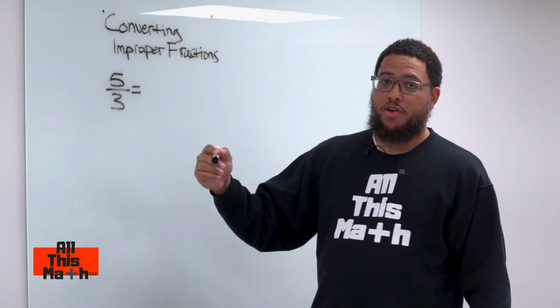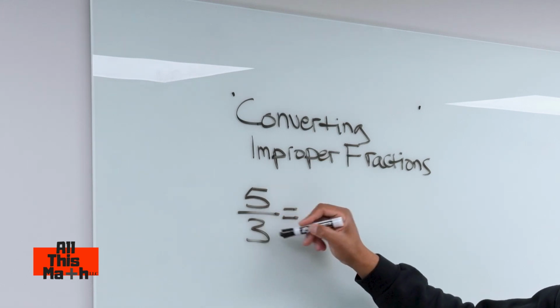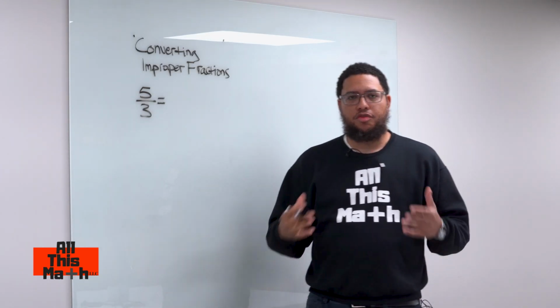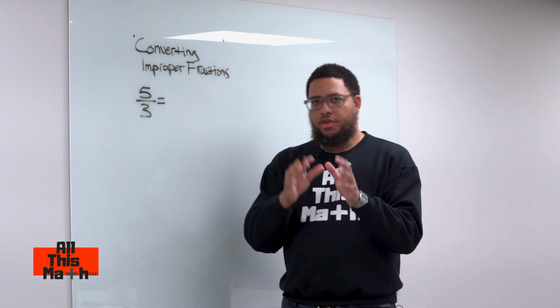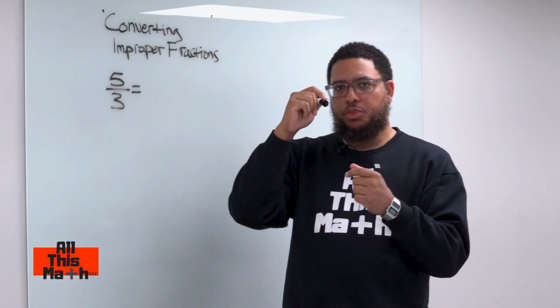Well, you have an improper fraction whenever your numerator, which is the top number, is bigger than your bottom number, which is your denominator. And why is that improper? Because let's think about what a fraction is. A fraction is when you take an object and you divide it up into a certain number of pieces, and then the numerator tells you how many of those pieces you're focused on.